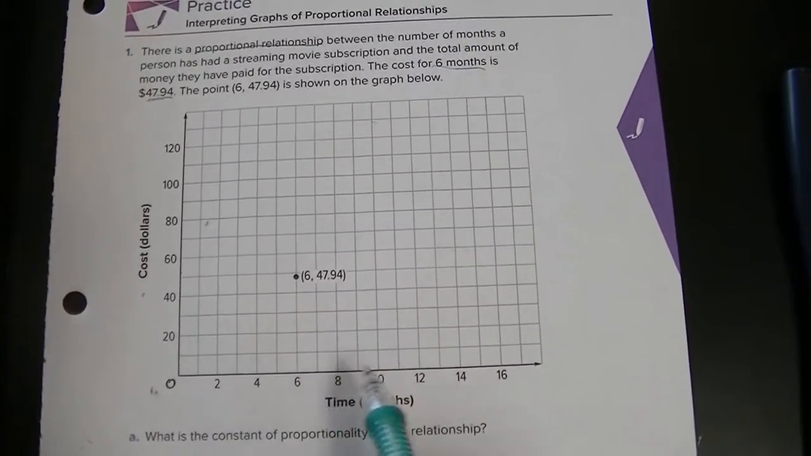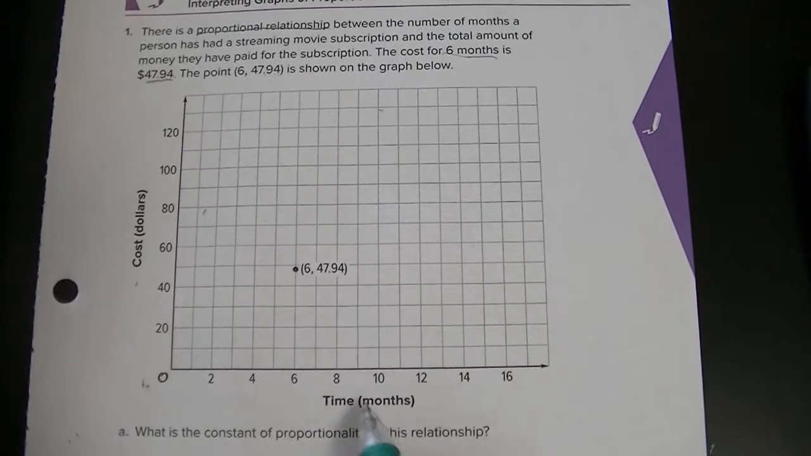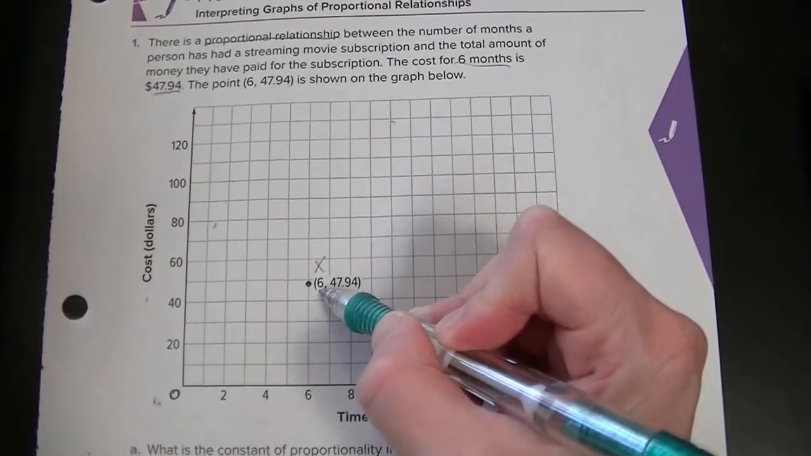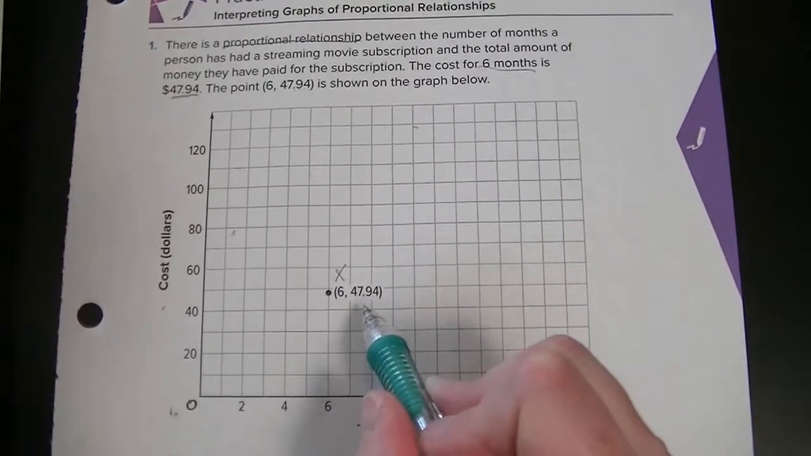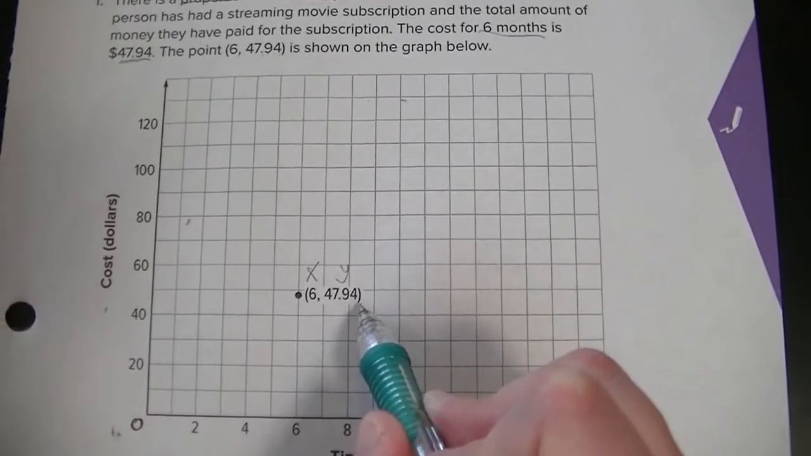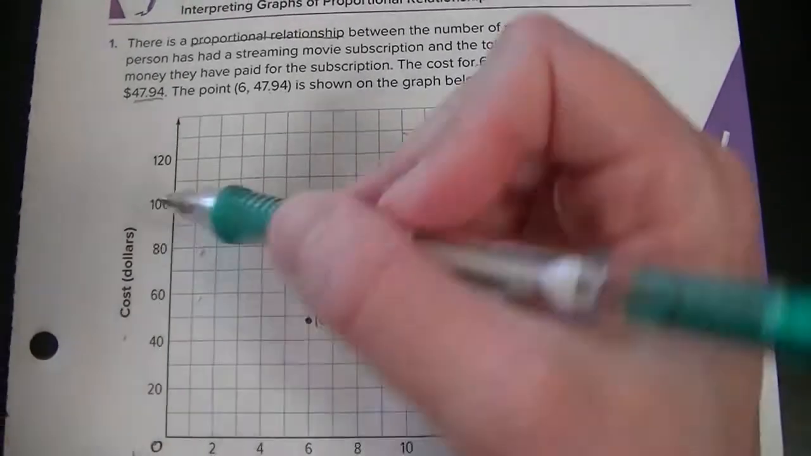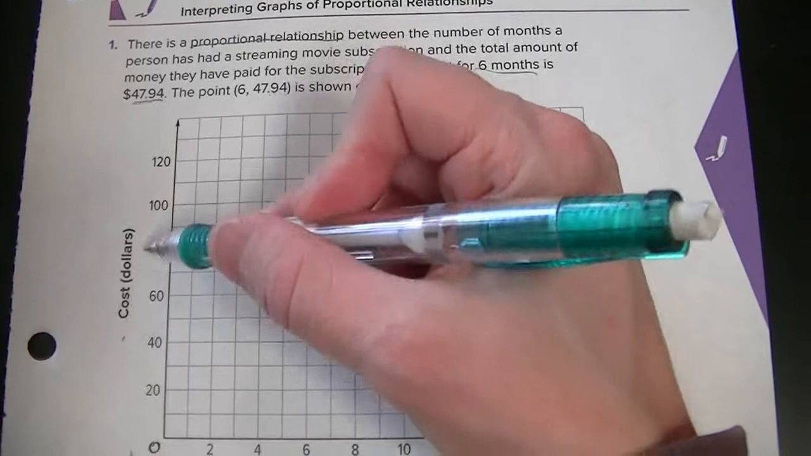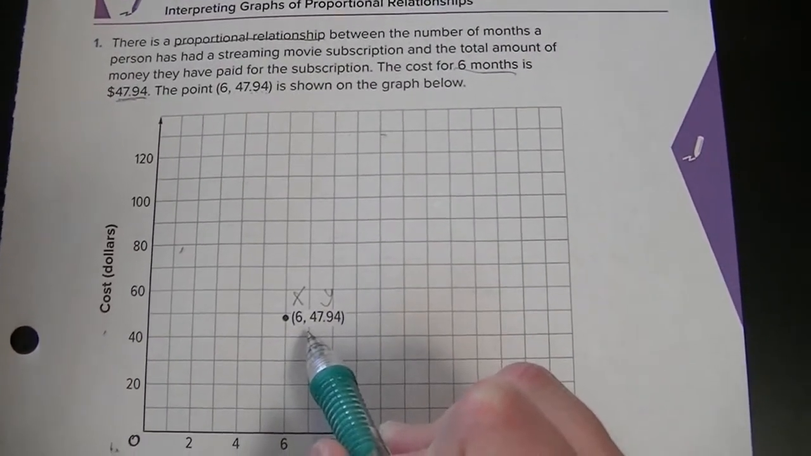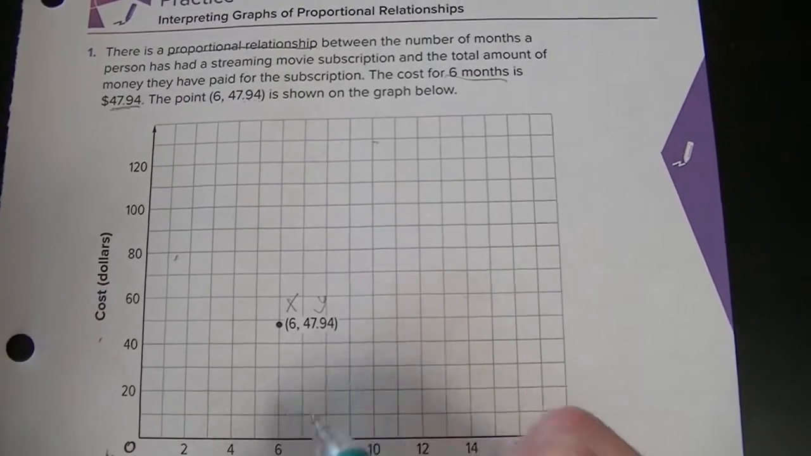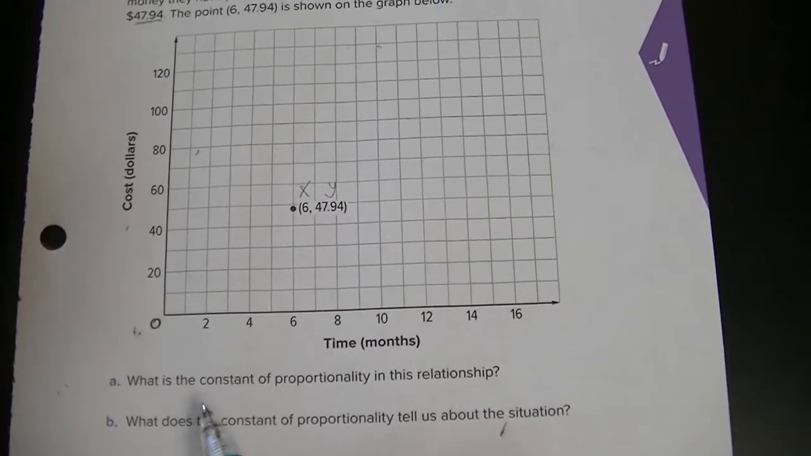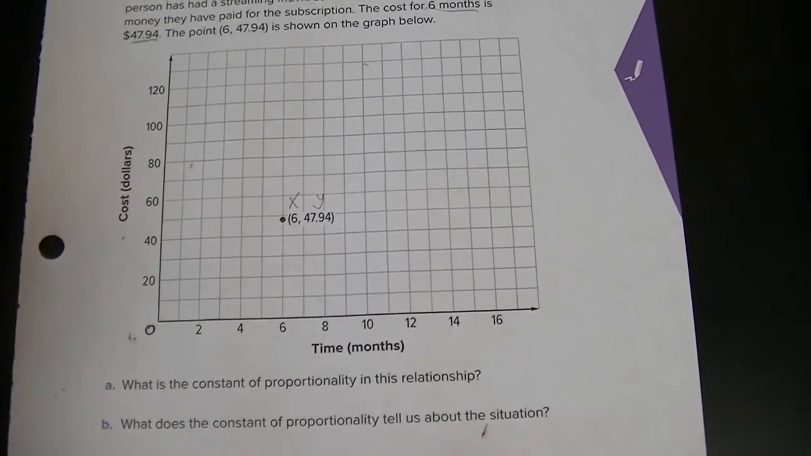Looking at the graph, X represents the time in months. So the 6, which is in the X spot, represents 6 months. And then the Y value is 47 and 94 hundredths. And the Y represents the cost in dollars. So when I read this, I can say, hey, 6 months cost $47.94. Letter A. What is the constant of proportionality in this relationship?